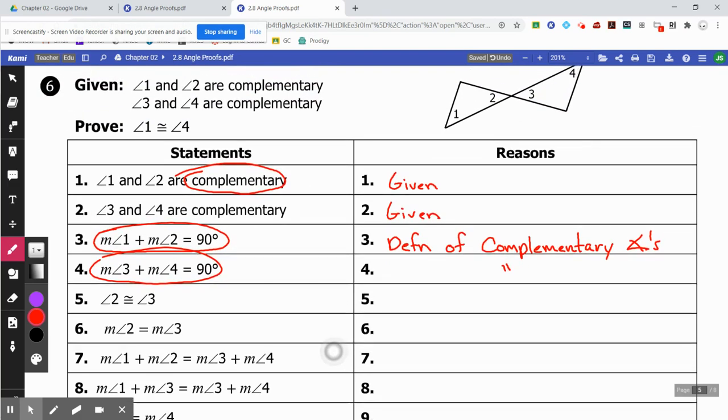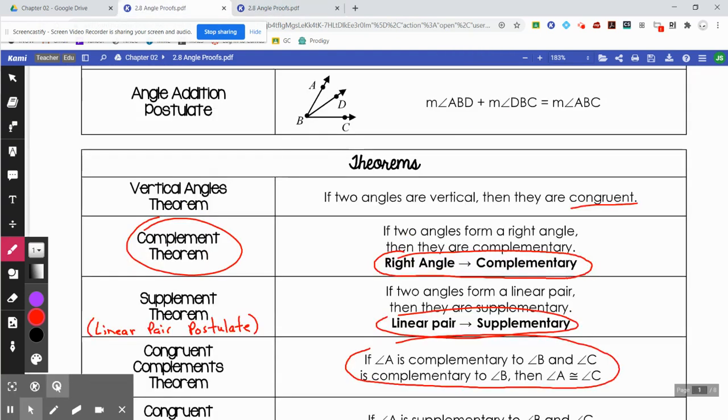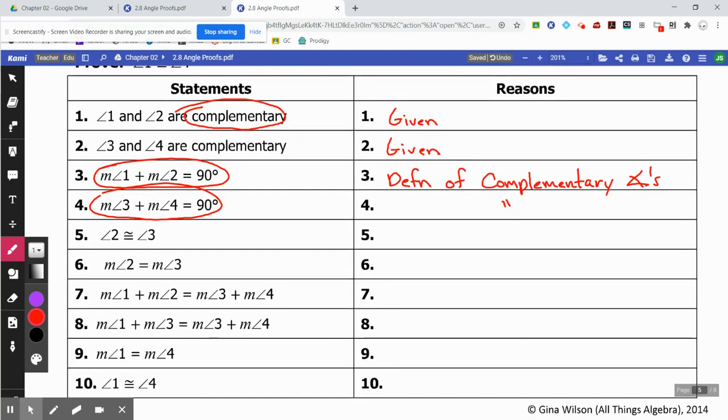Next up, we have the angle 2 is congruent to angle 3. Now let's look back at our drawing. Why would angle 2 be congruent to angle 3? Angle 2 and angle 3 are vertical angles. Reminder that if you have 2 lines that intersect, the angles that are across from each other are vertical angles. And if 2 angles are vertical, then they are congruent. And that can be found right here. If 2 angles are vertical, then they are congruent. That is the vertical angles theorem. So that's the reason that angle 2 is congruent to angle 3.